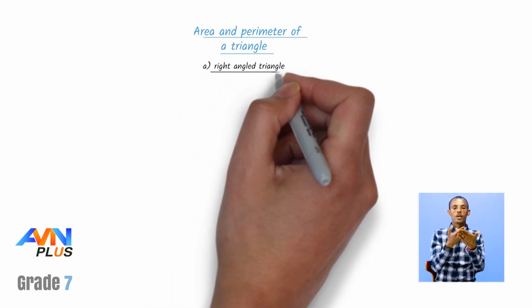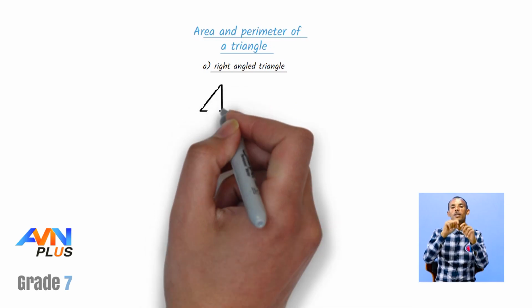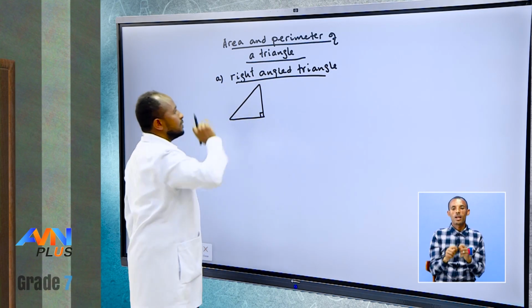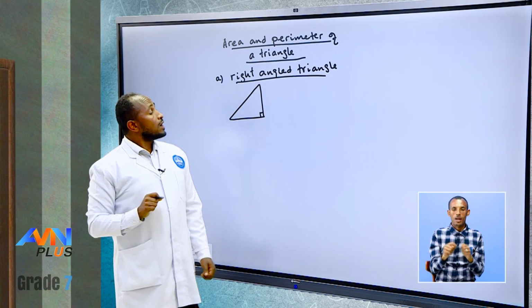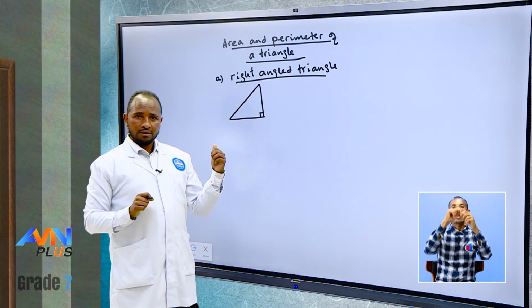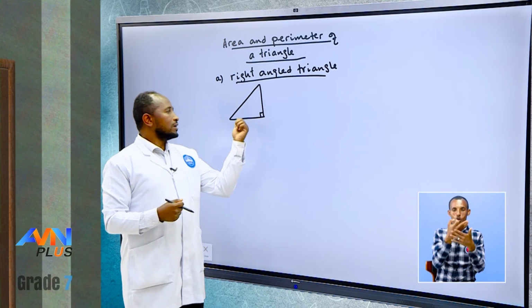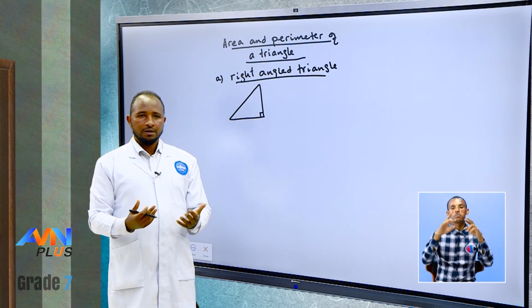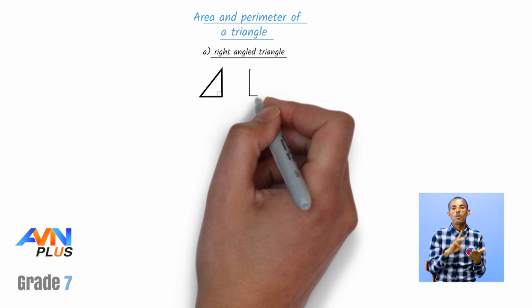Here, a right angle triangle is a triangle which has one right angle. So this is a right angle triangle. So how do you calculate the area of this triangle? The formula to calculate the area of a triangle is derived from the area of a rectangle. Earlier we said here we have this rectangle.